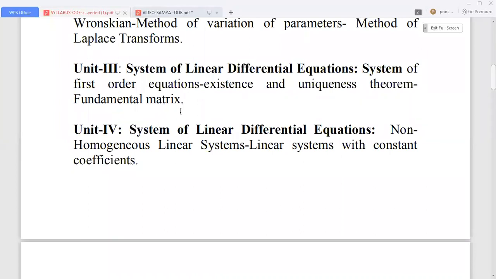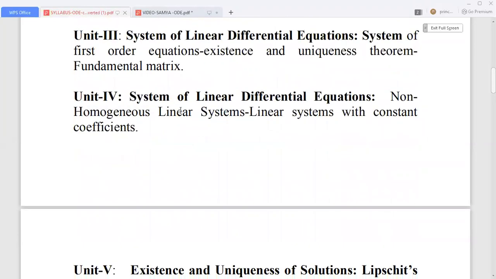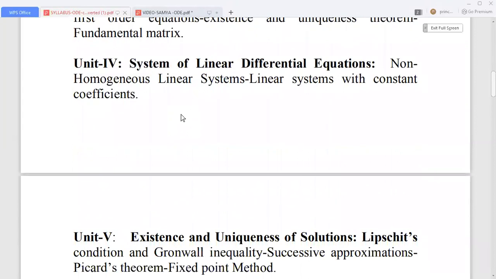Unit 3: System of linear differential equations. System of first order equations. Existence and uniqueness theorem. Fundamental matrix. Unit 4: System of linear differential equations. Non-homogeneous linear systems. Linear systems with constant coefficients.